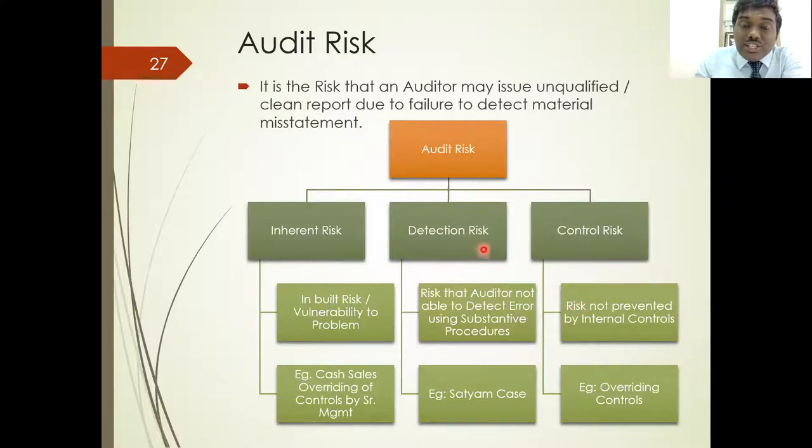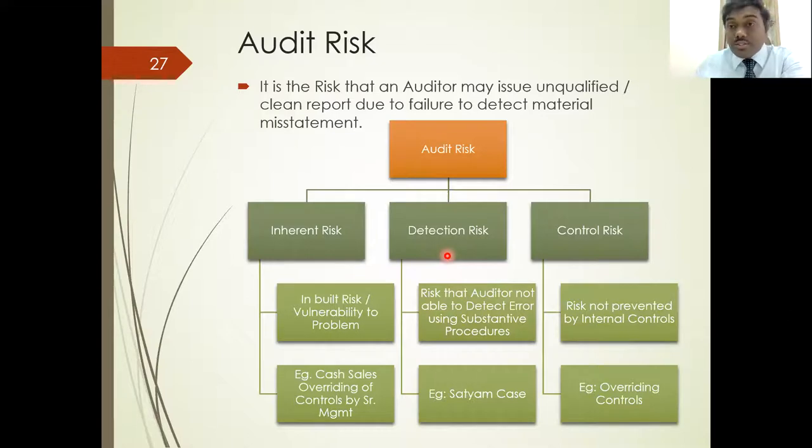Remember, detection risk is always associated with substantive procedures. I repeat, detection risk is always associated with substantive procedures. Examination asks a question: risk that an auditor is not able to detect error using substantive procedures. What are substantive procedures? Testing of details, testing of the transactions. This is a very important thing. An example could be the Satyam case, whatever.